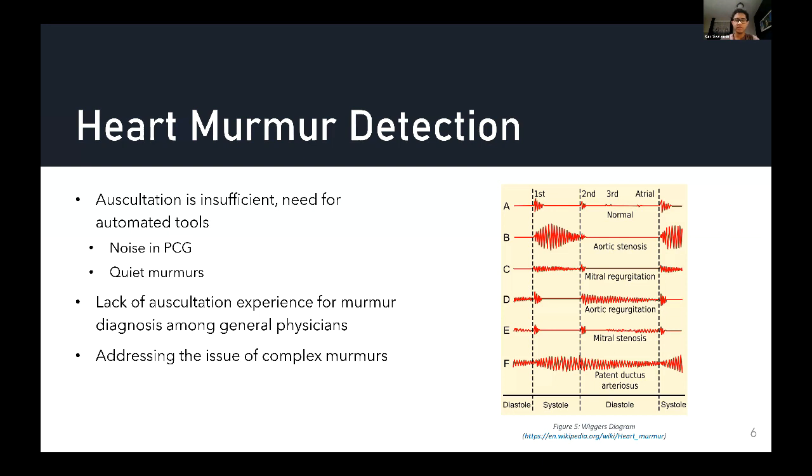Now there are several PCG tools that currently exist, but these PCG tools are unable to do two main things. First is to give a description of the location of a heart murmur, and second is to give a characterization of the timing of a heart murmur. So both of these need to be addressed.